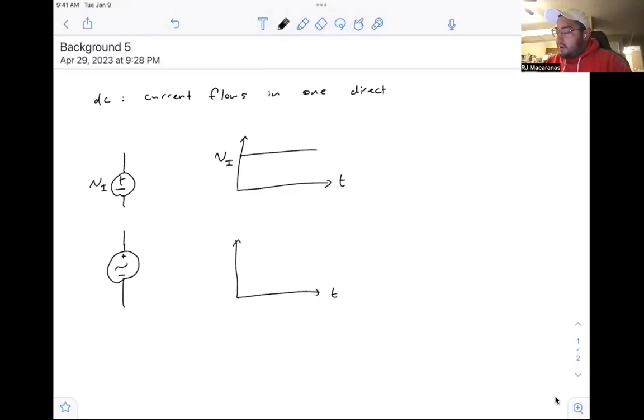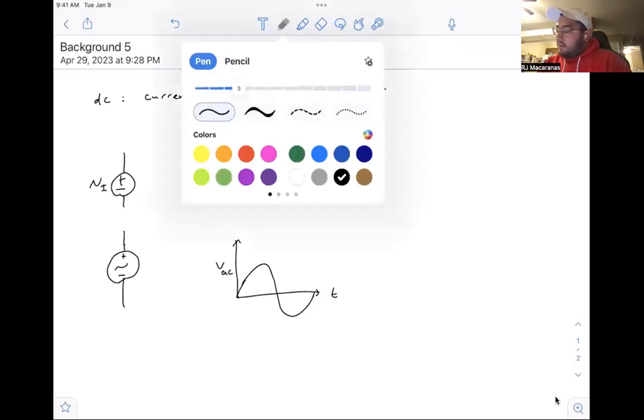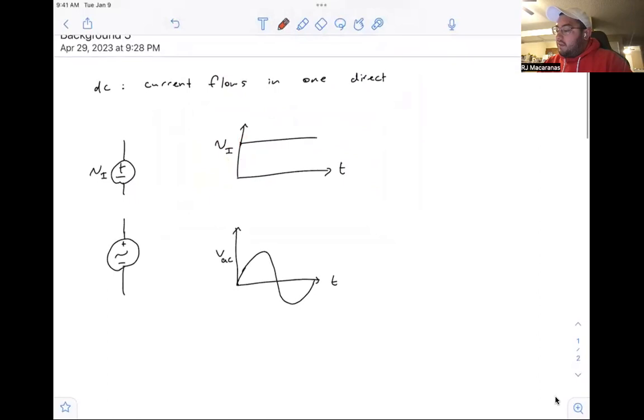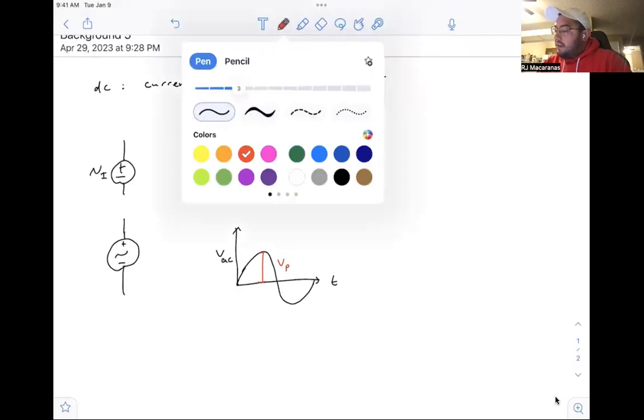Over time, if it's a real sinusoid or cosine, it's going to oscillate up and down with some voltage here. I'm going to call it VAC maybe. And so there are a number of different things that you have to specify. First of all, what is the amplitude? You can specify the amplitude as V peak, or sometimes shorthand VP.